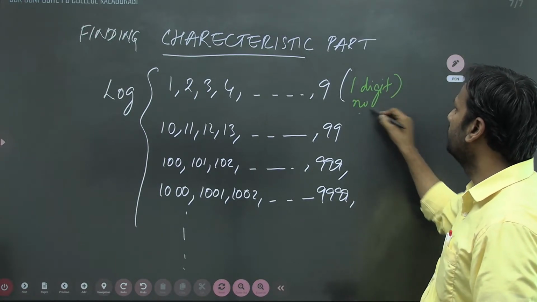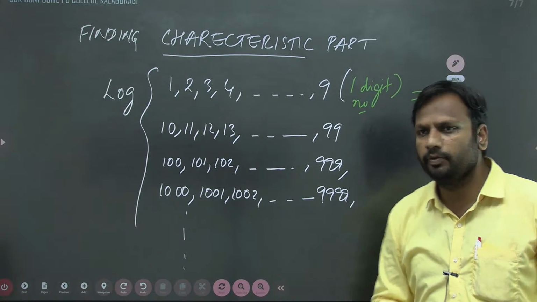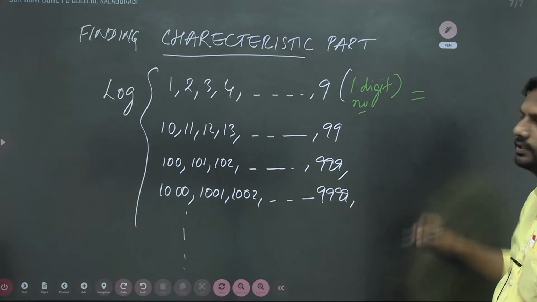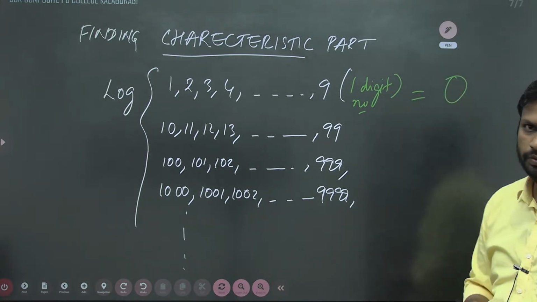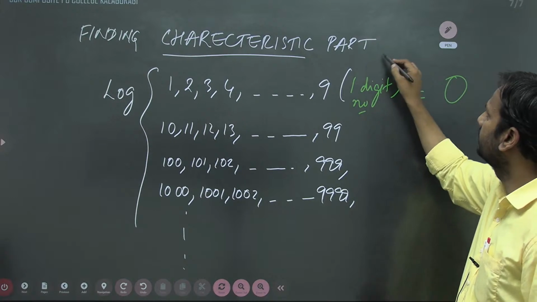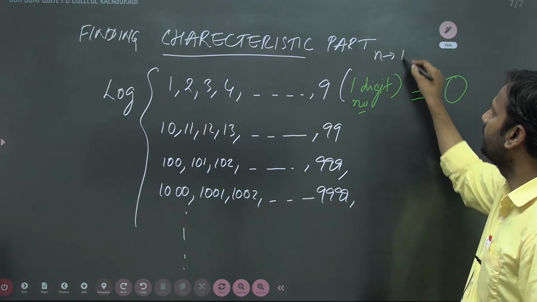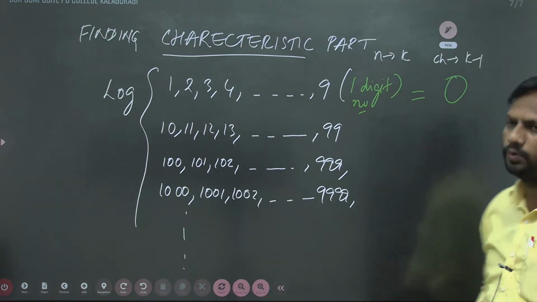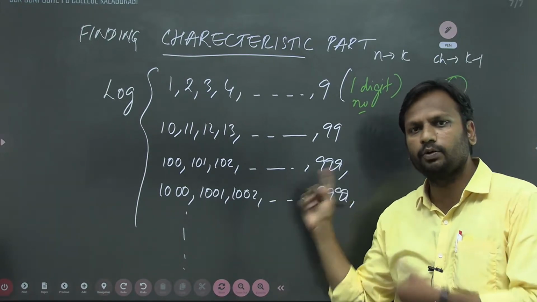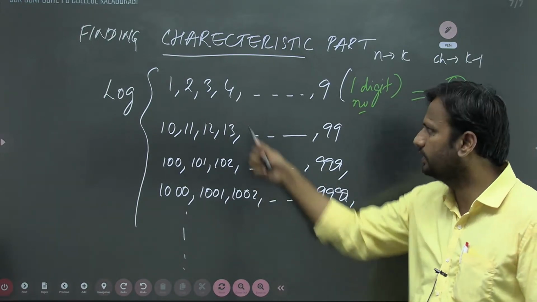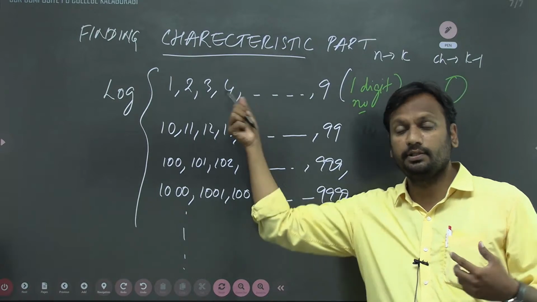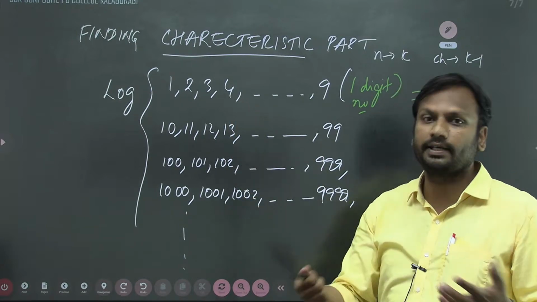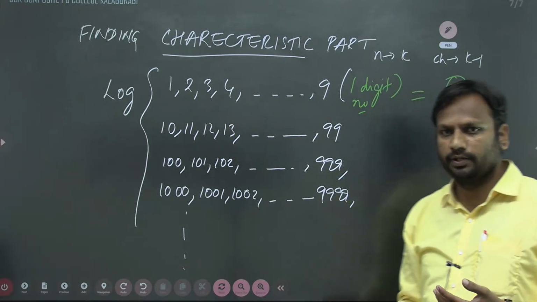Then the characteristic part will be what, students? Characteristic part will be 0, right? If the number of digits is k, the characteristic part will be k minus 1. I told you. Got it? Why? I told the reason there, right? Because it is in the form of 10 raised to, it is in the unit place. Unit place can be expressed as 10 raised to 0 there, right?